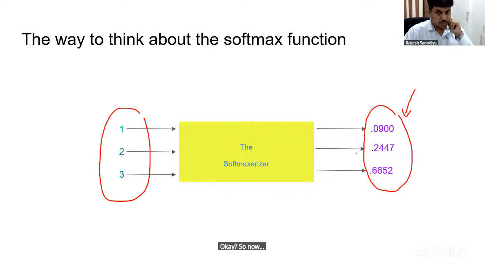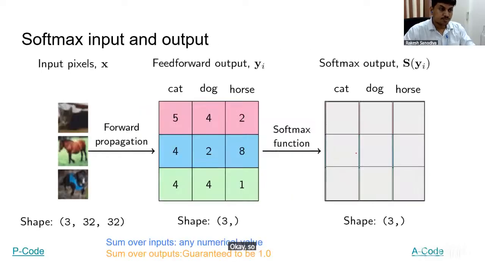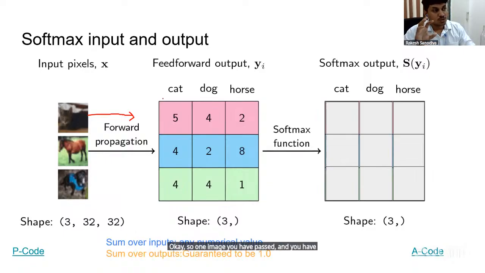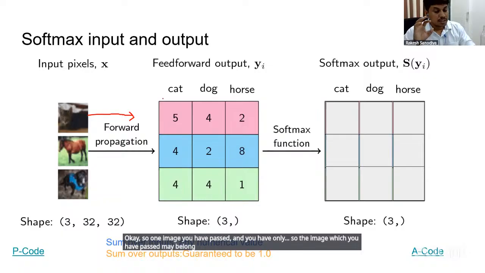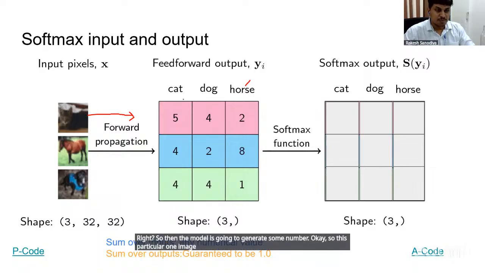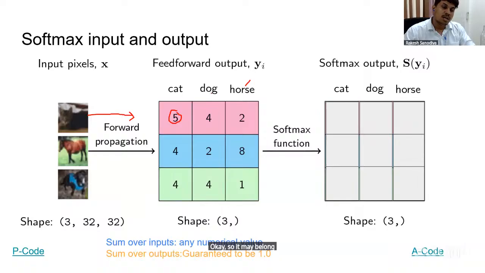Now, why do you need this? Each time you feed an input to a feed forward neural network model, or a deep neural network model, the model generates some numbers. Let's say you have 3 classes. An image you pass may belong to 3 categories: cat, dog or horse. The model generates some number: the image may belong to cat with number 5, to dog with number 4, and to horse with number 2.